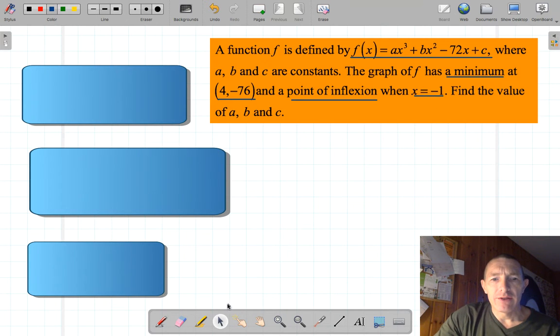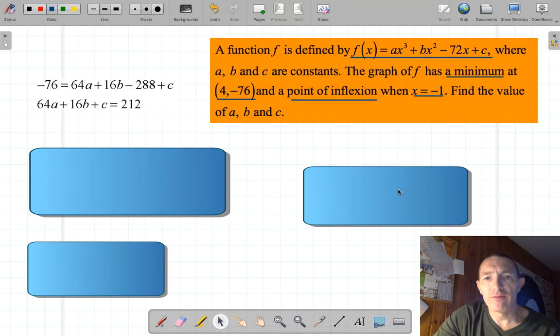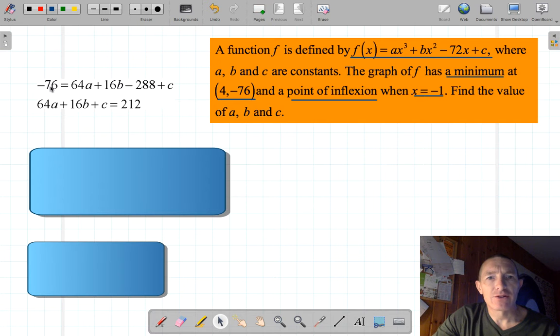Now let's look at the first thing. Let's look at the function, and I know that this is a point on the function. It's the minimum point. So if I put 4 in for x, it's going to equal -76. So that's what I've done for the first point here. I've just made the function equal -76 and put 4 in, and you can just check that, 4 cubed and so on. And I've tidied all that up.